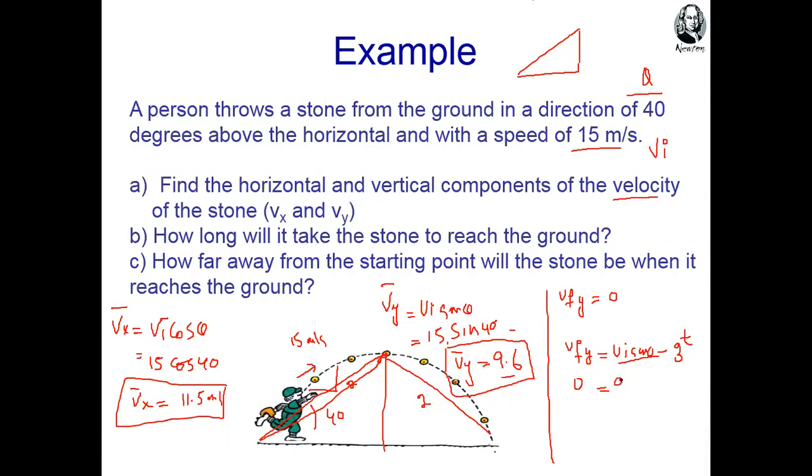9.6. Great. 9.6 minus 9.8 times t. When you transfer minus 9.8t to the other side, it will be 9.8t equal to 9.6. So divide both sides by 9.8. t equals 0.97. Great. So time to reach maximum height equals what?